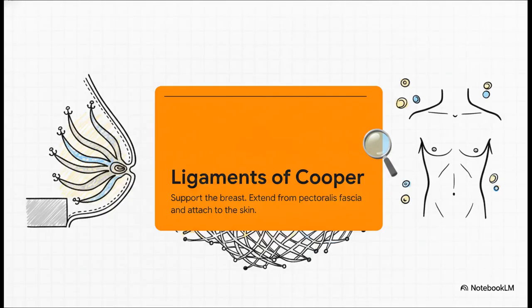Now, a really crucial piece of this anatomical puzzle are the suspensory ligaments of Cooper. Basically, these are fibrous bands that extend outward from the underlying pectoralis fascia and attach right to the skin. They act a lot like structural anchors, primarily supporting the lower half of the breast tissue.